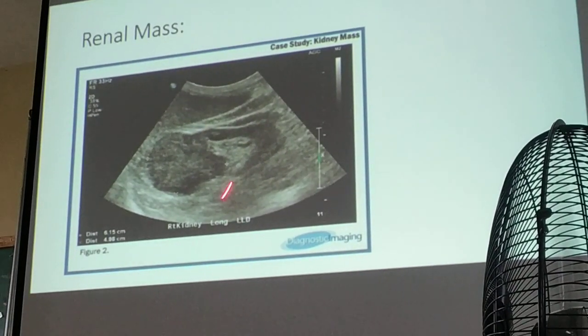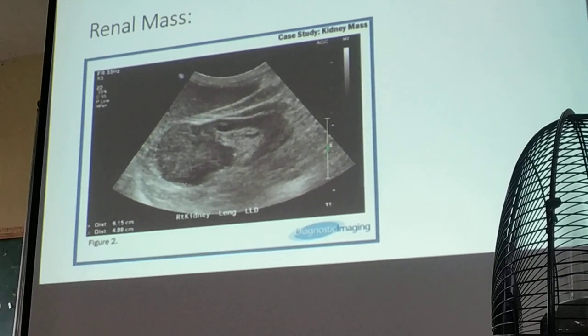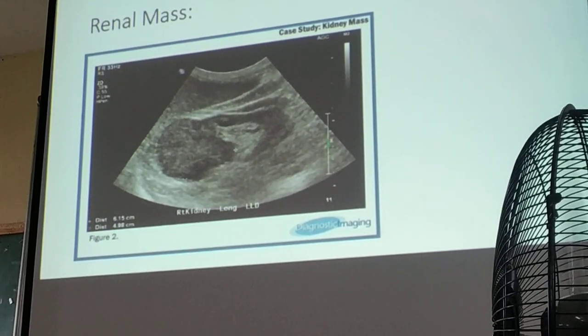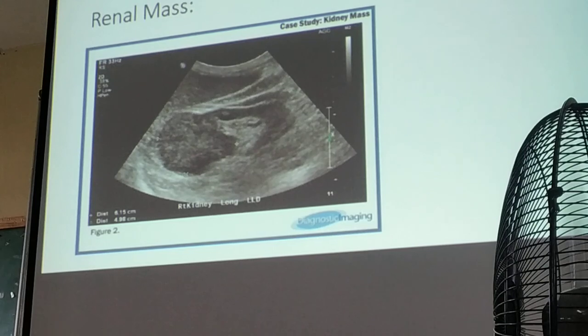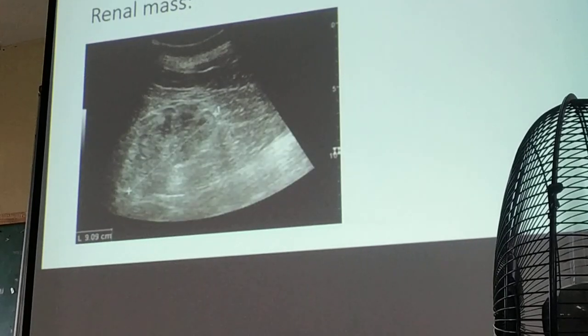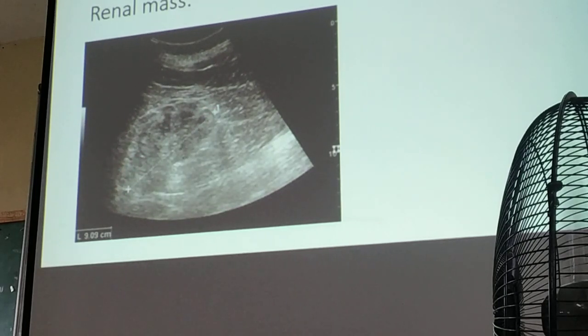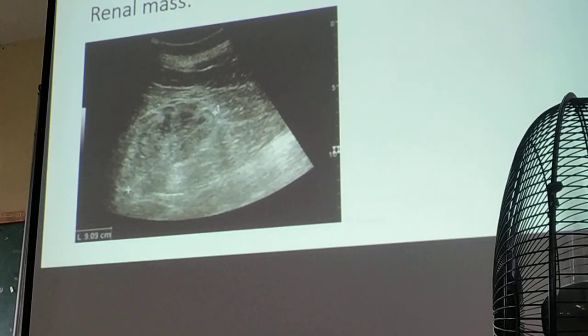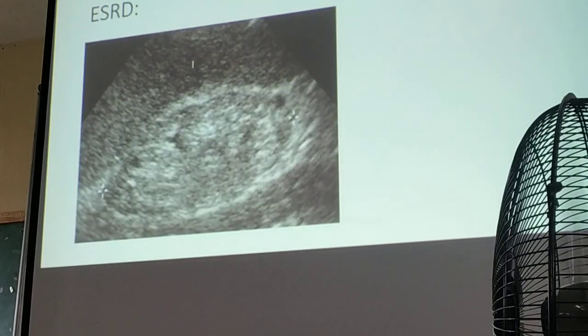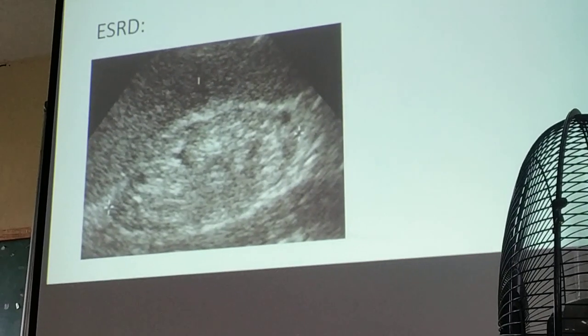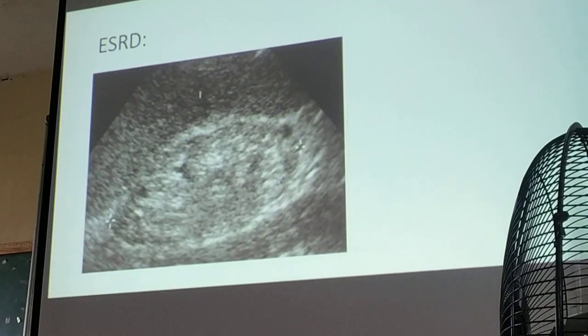There you are, at the superior pole, your renal mass. This one is another, not well delineated, but this is a mass on the superior pole. Okay? So renal mass will come out in the ultrasound. Okay. What is ESRD? End-stage renal disease.